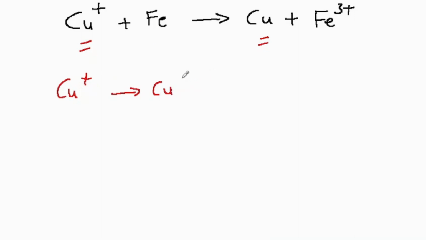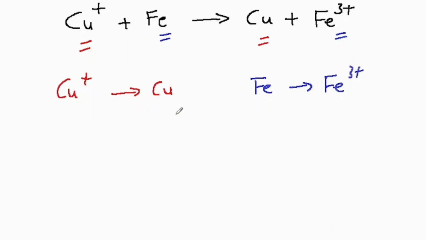Okay, and let us consider the second half equation. Let's take a look at iron. We have iron on the reactant side. We have iron 3 on the product side. So that will give us another half equation. Iron is oxidized to iron 3 ion.